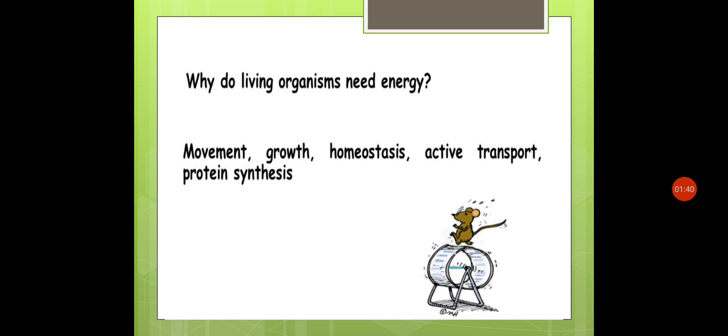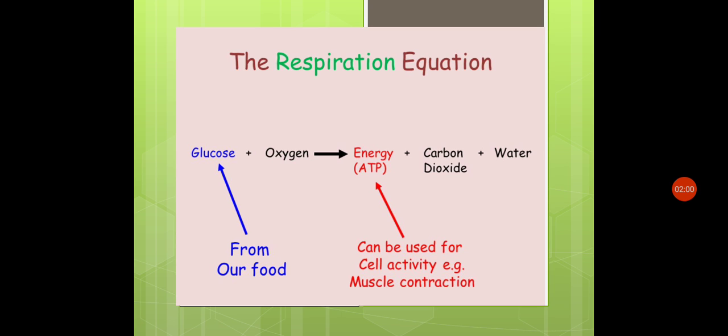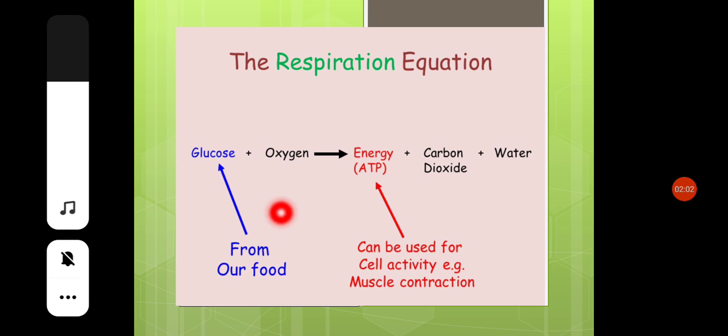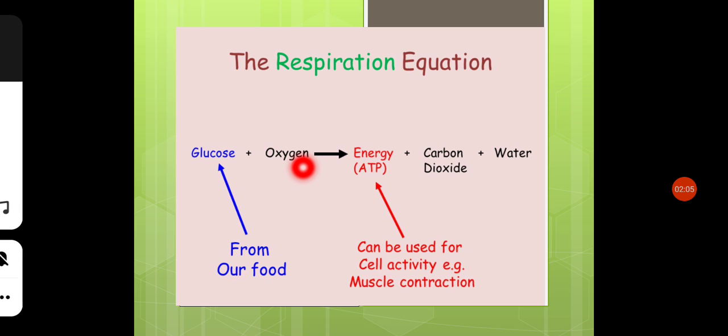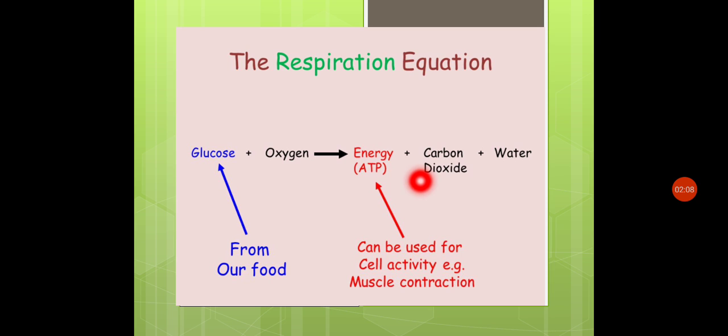Why do animals and living organisms need energy? They need energy for movement, growth, homeostasis, active transport, and protein synthesis. Protein synthesis means protein making, and homeostasis is the ability to maintain the internal environment constant. Here is the respiration equation. Glucose from our food, and oxygen, gives us energy in the form of ATP, carbon dioxide, and water. The energy in the form of ATP can be used for cell activity and muscle contraction.